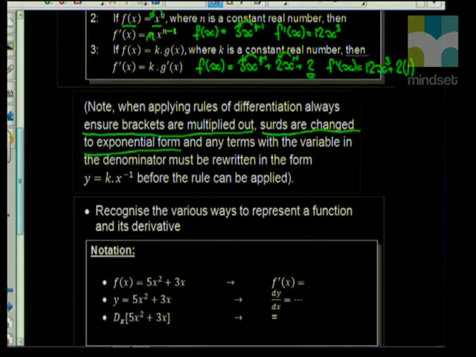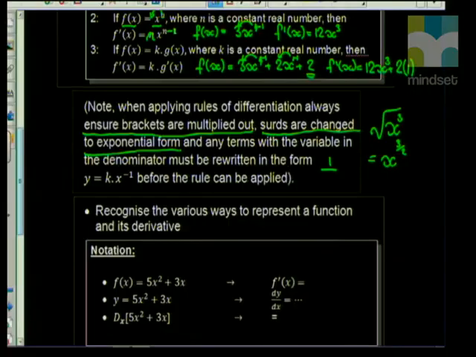Okay, surds, in other words, your root signs, your surds are always changed to exponential form, all right? So anything, for example, if I've got the square root of x cubed, the way we write that in exponential form is x to the power of 3 over 2, okay? So any surds must be taken back to exponential form. And finally, any term where there's an x, or whatever the variable is that you're differentiating in terms of, if that variable is in the denominator, remember you can't apply your rules of differentiation yet.